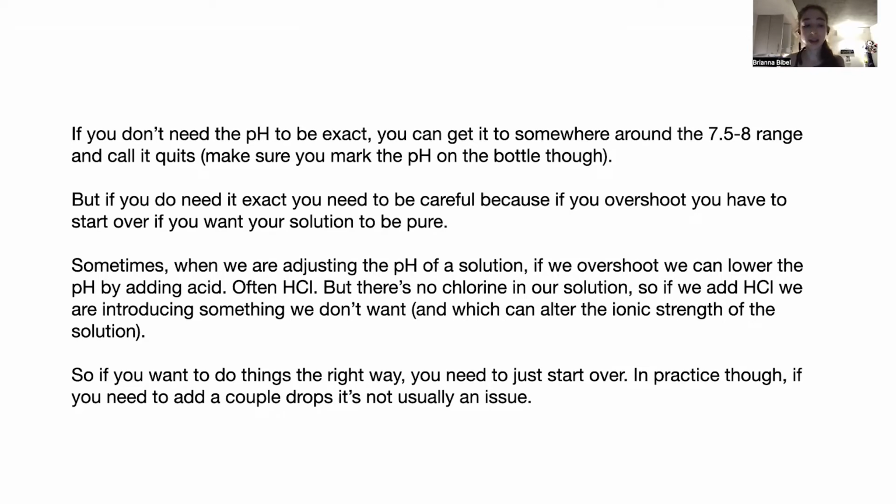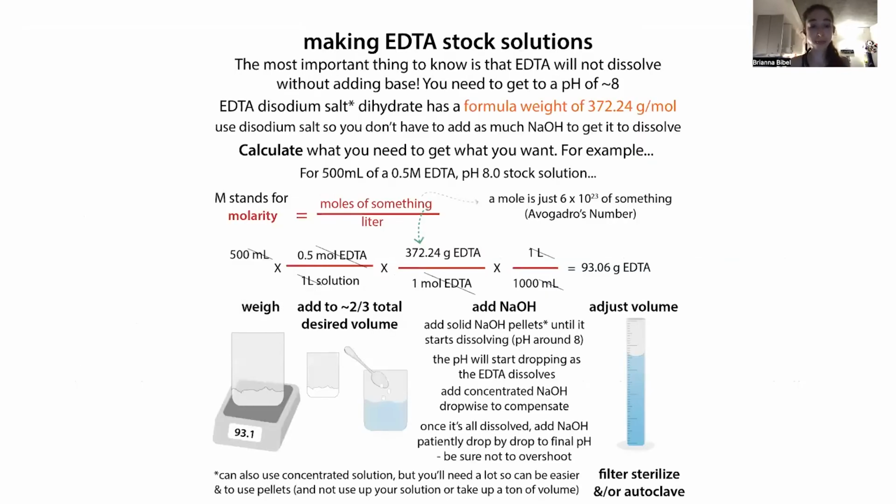If we do add HCl, then we're also introducing the possibility of making table salt, and we are changing the ionic strength, so how salty the solution is. So you don't want to add HCl to bring things down if you overshoot, if you want your solution to be pure. But practically speaking, if you have to add a couple drops, that's probably okay. But if you want it to be really perfect, then you would need to start over.